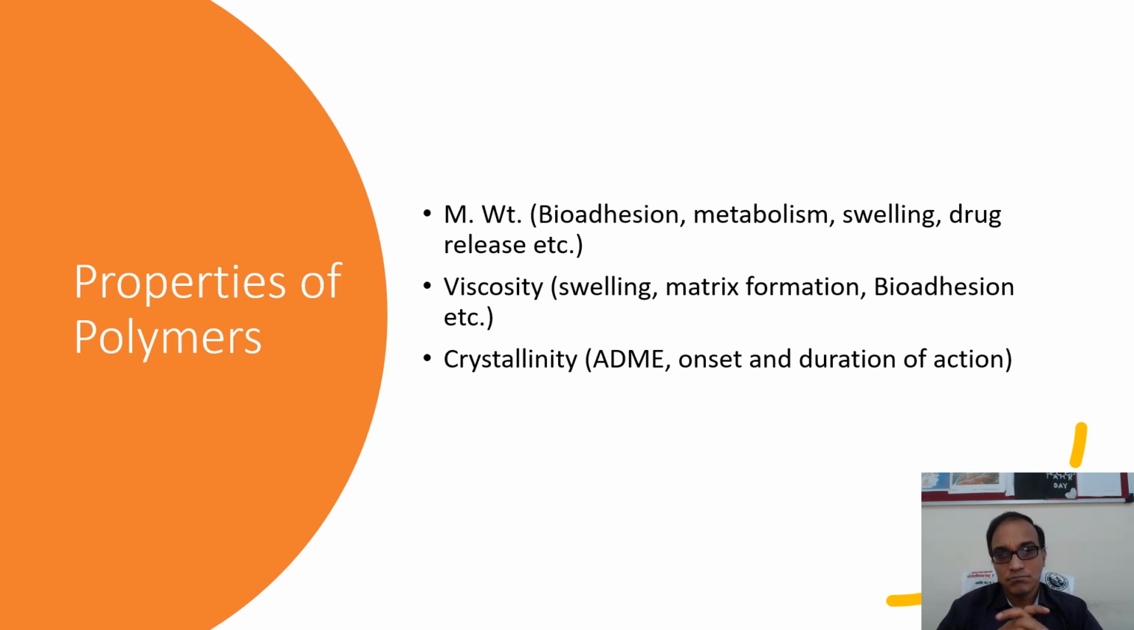Crystallinity, ADME, absorption, distribution, metabolism, excretion. This pharmacokinetic is changed when the crystallinity of the polymer is changed. Onset and duration of action is changed on the basis of crystallinity. We have discussed in pre-formulation also. You might have studied that crystallinity governs the onset and duration of action. And so, in case of this polymer.